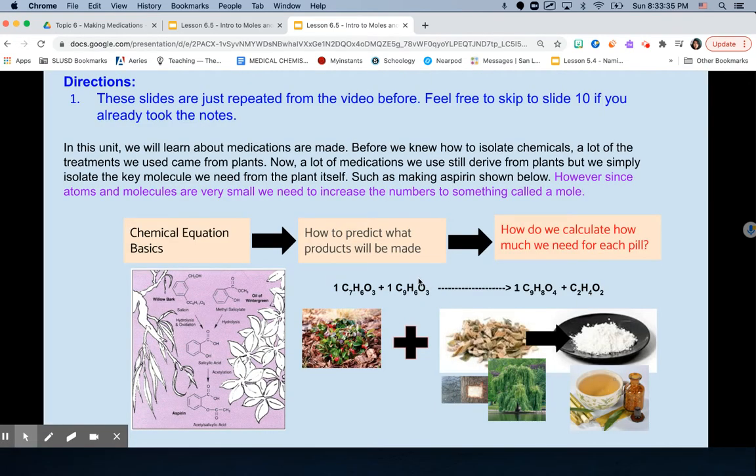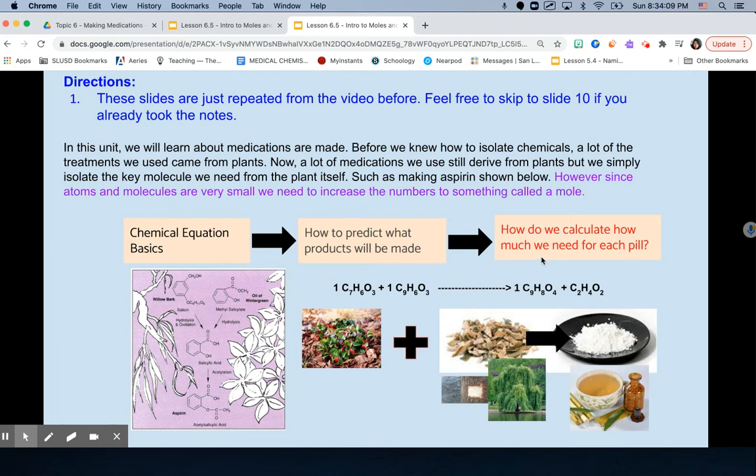Okay, so in this unit, we're talking about making medications. So far, we've talked about what the basics of a chemical equation or a recipe in chemistry are, and how we figure out what products we can make if we know the type of chemical reaction it is and are following the rule of zero charge. Now we're on to the third thing: how do we calculate how much of something we need for each pill?